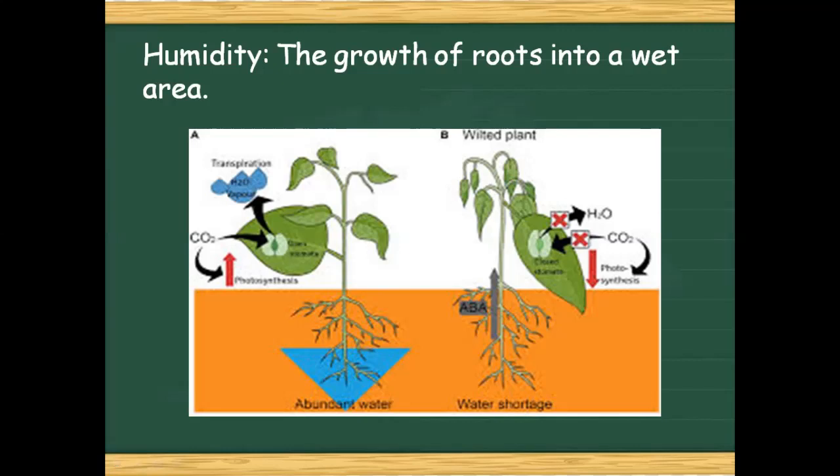And in the other picture, in B, the plant has a water shortage. It's not getting as much water as it needs. And you'll see that the plant tends to start wilting. It's drying out. The leaves are hanging down and it's not looking healthy.